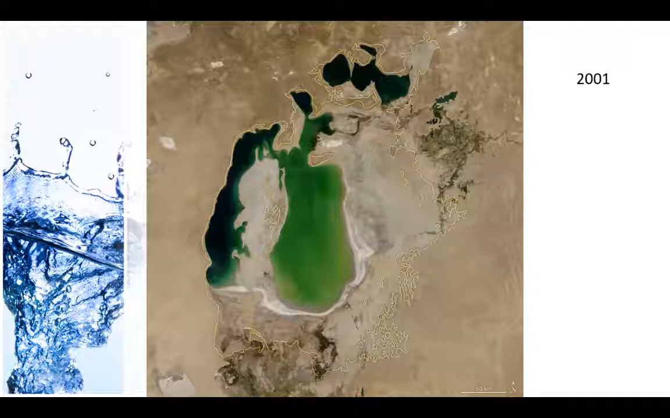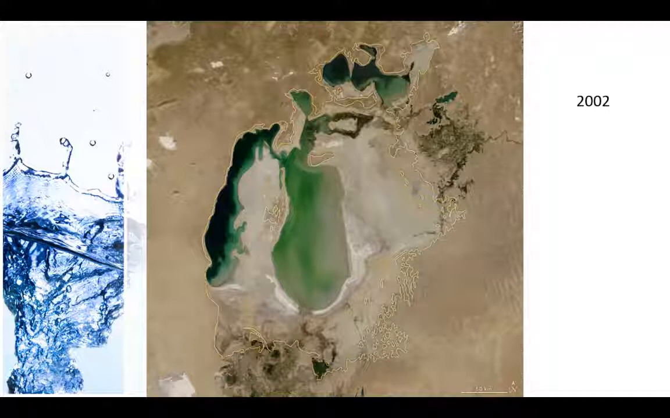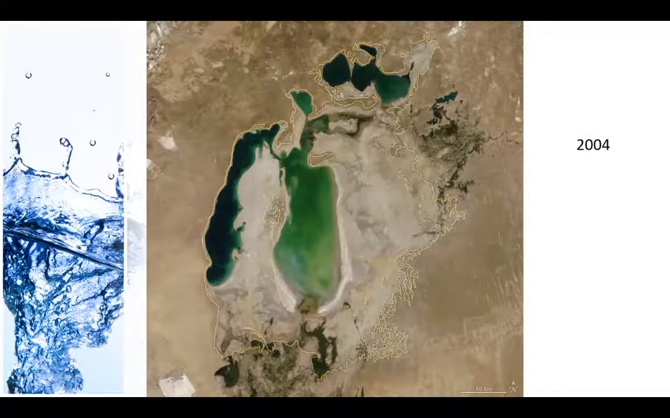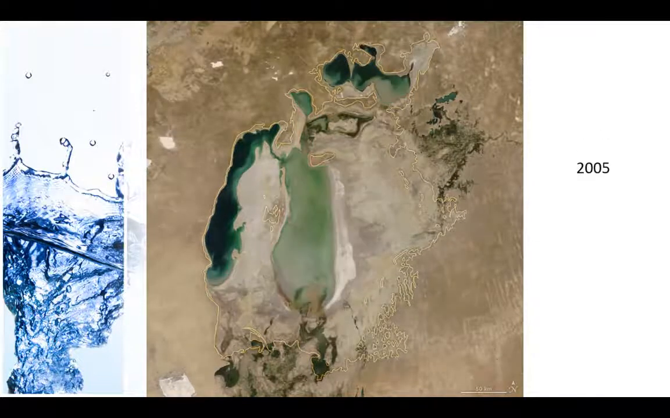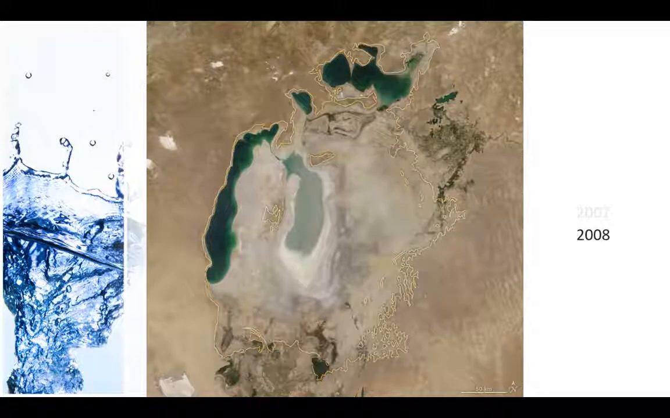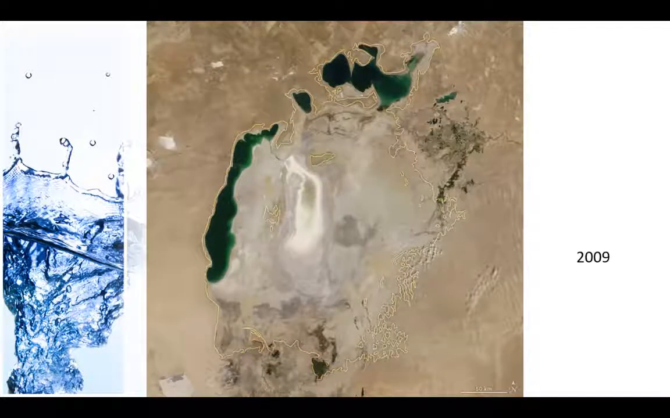So this is 2001, 2002, 2003, 2004, 2005, 2006, 2007, 2008, 2009. At this point, they recognized that they needed to do something, otherwise they were going to lose the lake.